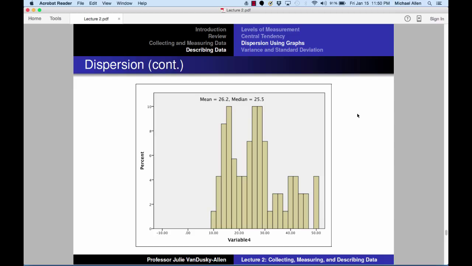Here is an example of a variable with a positive skew. As you can see here, most observations are clustered here, but there are a handful of observations here. As a result, the mean of 26.2 is greater than the median of 25.5.